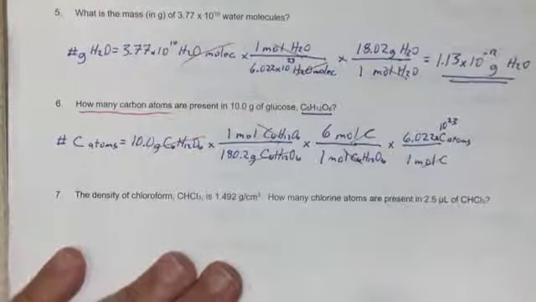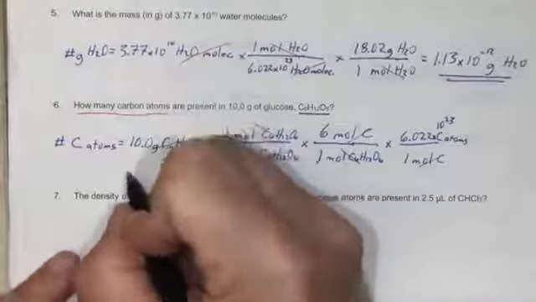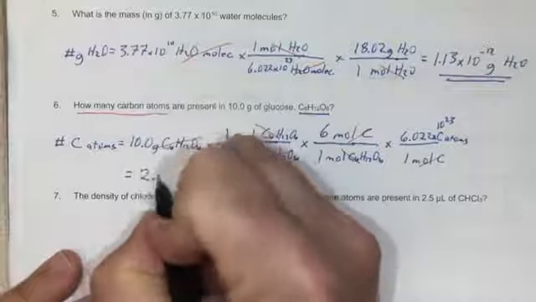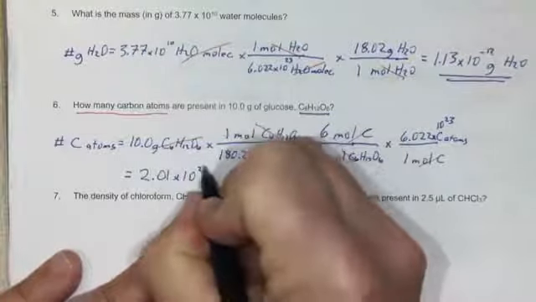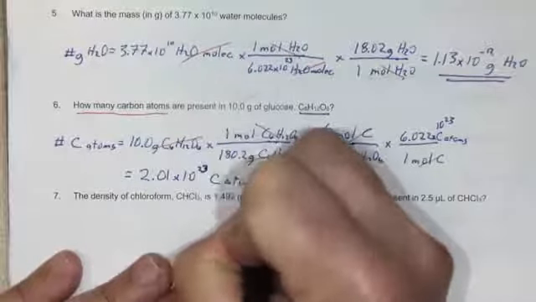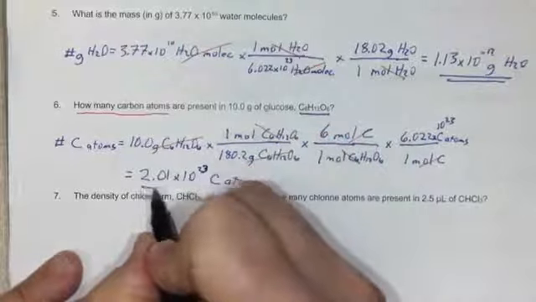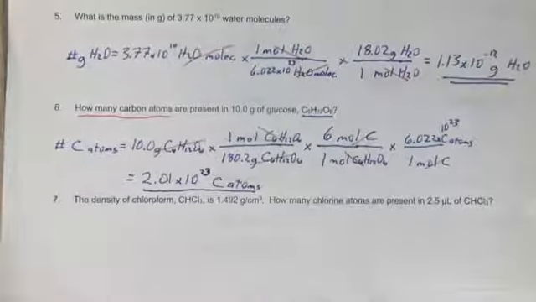And that calculates out, let's just write it here. That's equal to 2.01 times 10 to the power of 23 carbon atoms. Be sure that you are practicing the calculation and making sure you're getting the correct answer as you do this calculation.